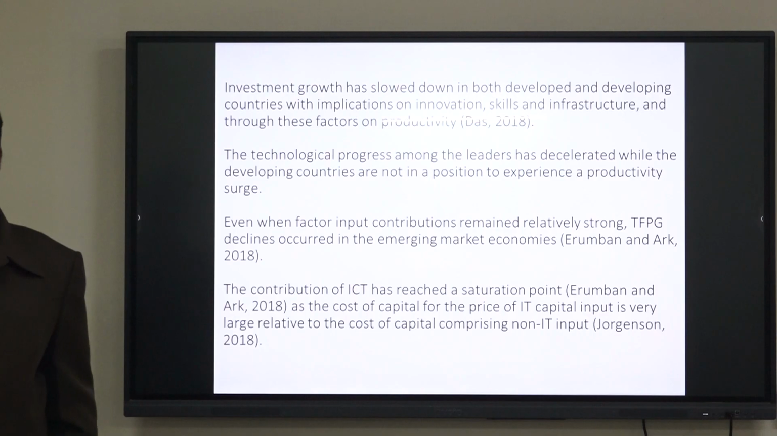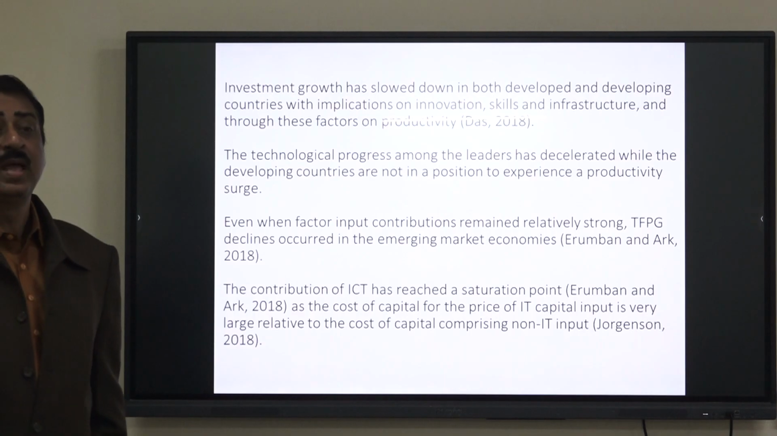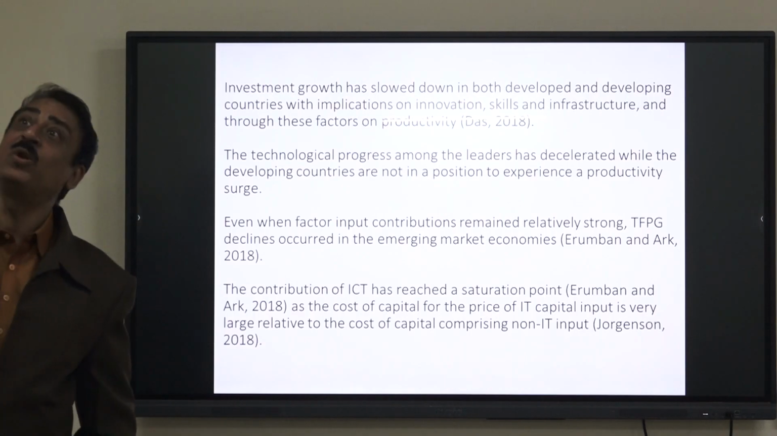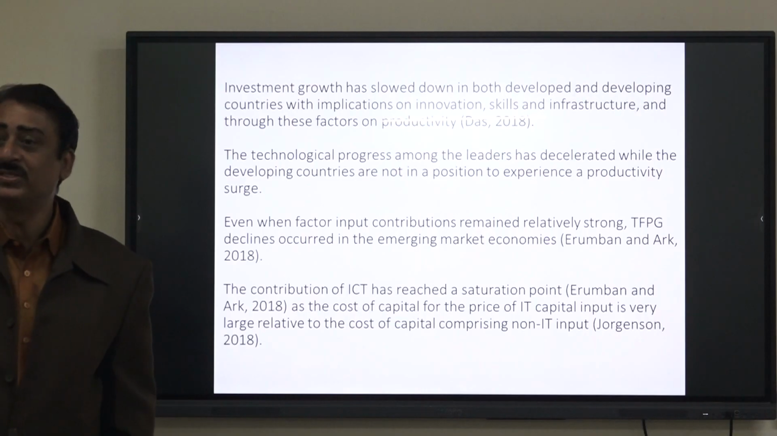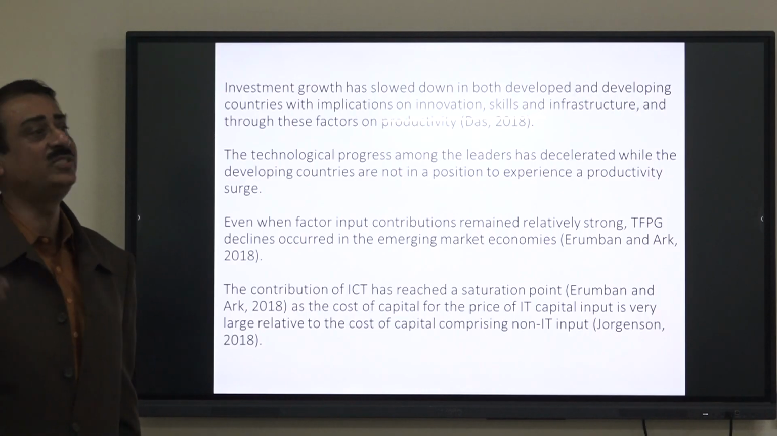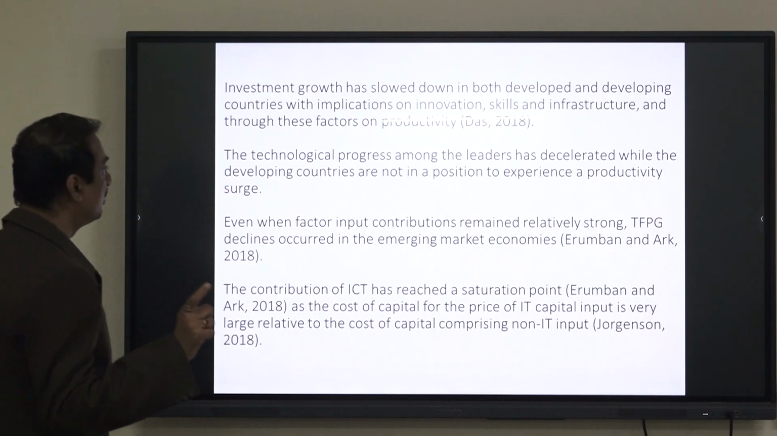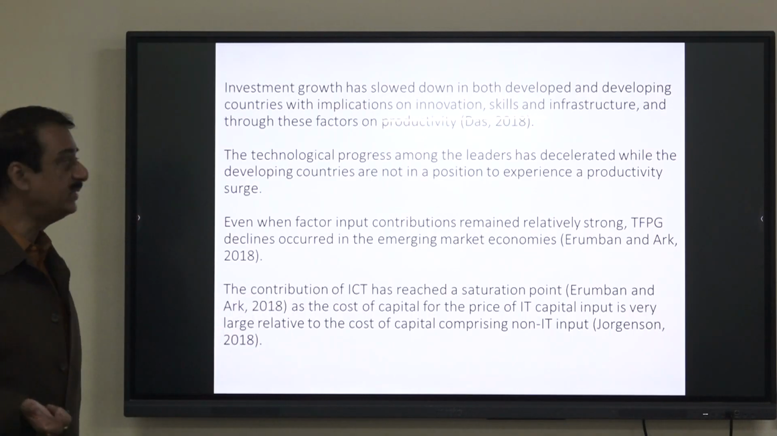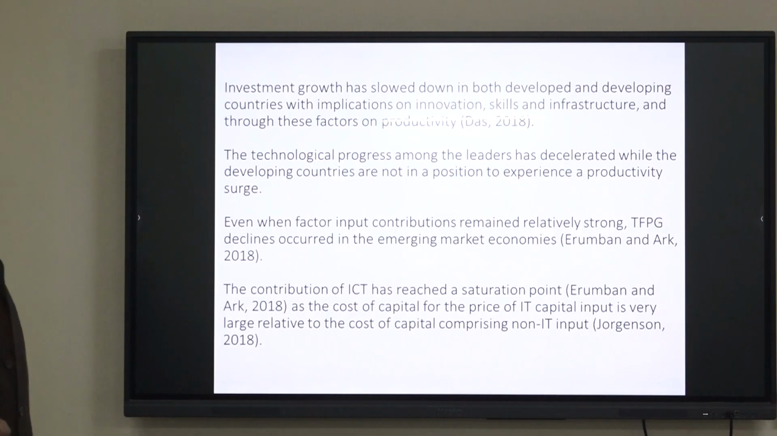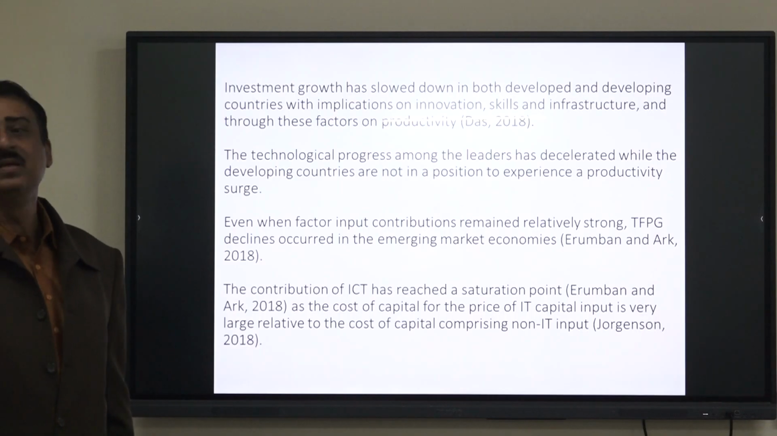So from that point of view, what happens? The quantum of investable resources is declining. And new innovation requires more and more resources. The innovation which you had undertaken 20 years back, compared to that, the new innovation would require more resources. And that additional resources, many countries are not able to generate. Therefore, investment growth has slowed down in both developed and developing countries, with implications on innovations, skills and infrastructure. Because then the revenue is declining, so out of that reduced revenue, obviously, infrastructure, etc.